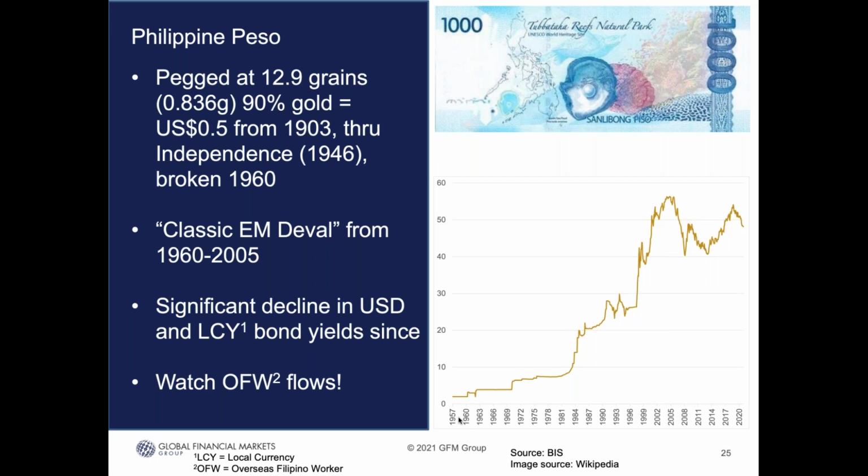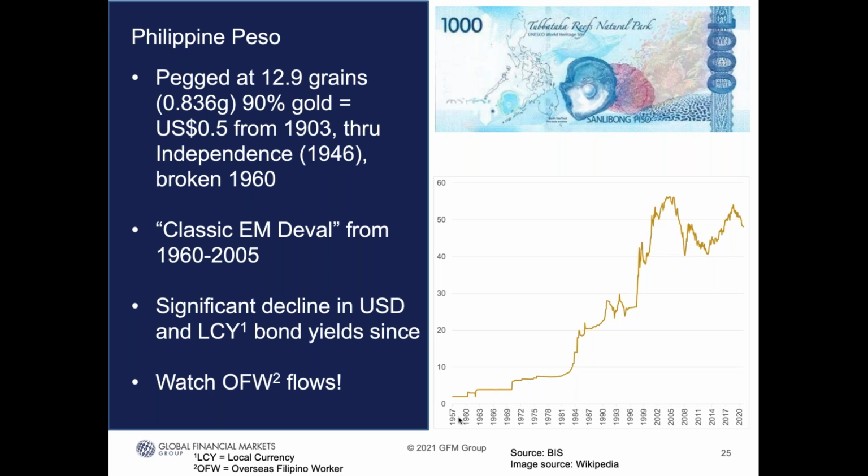At independence in 1946, the Philippine peso was pegged at 12.9 grains of 90% gold, so a little bit obscure there, but based on the US gold standard at the time, that meant that one Philippine peso was equal to 50 US cents. So in other words, 2 Philippine pesos to 1 US dollar. And that peg lasted from 1946 to 1960. Ever since 1960, the Philippine peso has been a classic emerging market devaluation story, going from 2 pesos to the dollar to around 50 pesos to the dollar today.